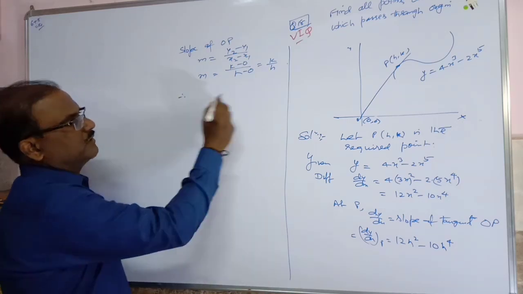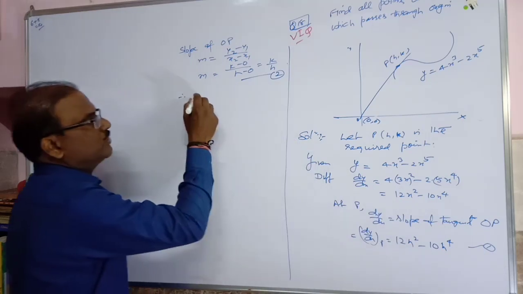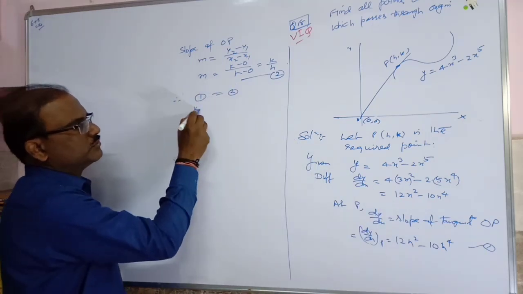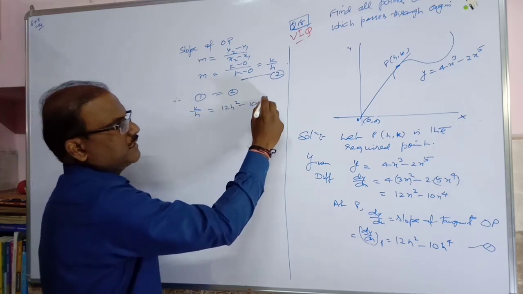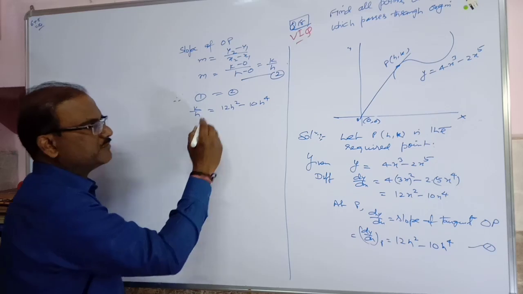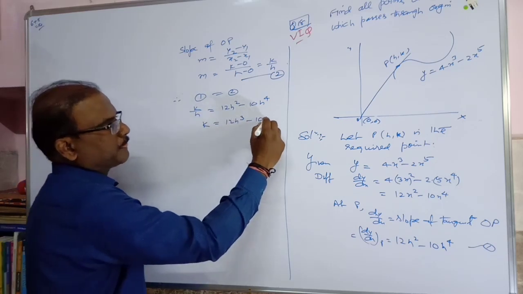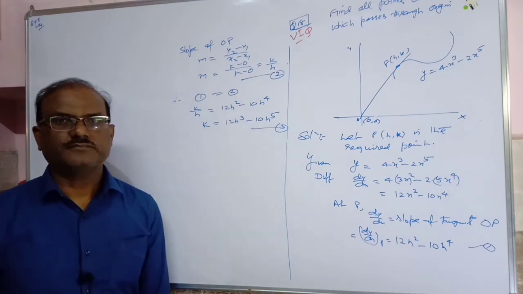Therefore, call this one as 1 and 2. Therefore 1 must be equal to 2. So k upon h is equal to 12h² minus 10h to the power 4, we will keep that. So k is equal to 12h cube minus 10h to the power 5. Call this one as equation 3.